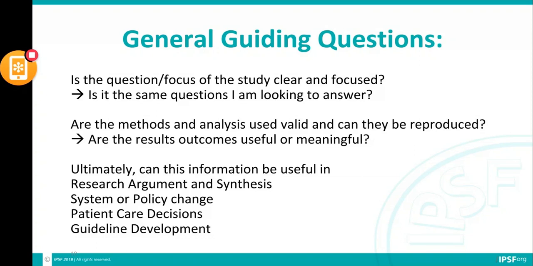Compiling these types of articles and using this type of critical analysis also allows us to make system or policy change. So let's say you're trying to convince the head of a hospital or the head of a pharmacy to start a new program for patients or to make a policy change. If you were to come to them with an argument, you want to make sure that that argument is backed up with high quality evidence, as well as the outcomes that are going to be most convincing to whoever you're trying to convince. As well as, at the bare bones, you have patient care decisions.